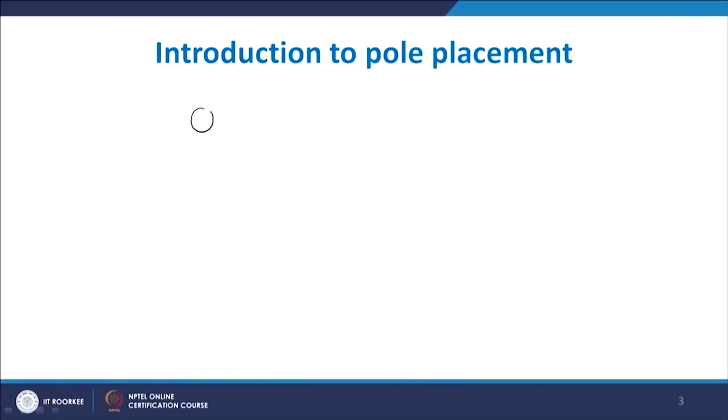Pole placement means that we have designed a controller. It is similar to the controller which we designed in the classical approach. For example, in the classical approach, we have a plant like this. Let us say this is controller C of S, then this is a plant G of S, and now this is a feedback control system, it's negative, with R(S) and Y(S).